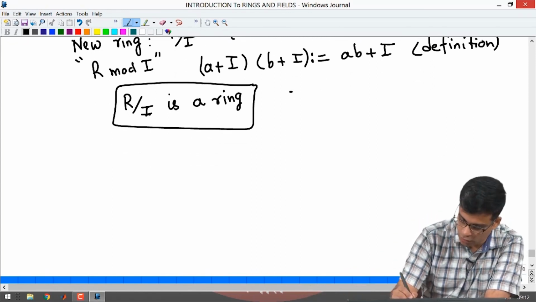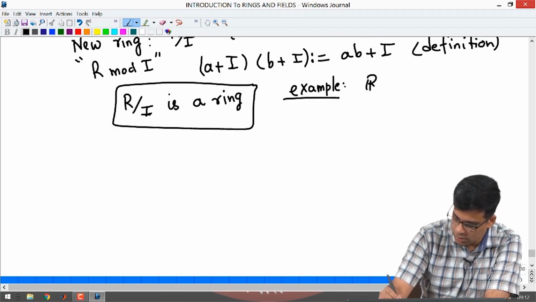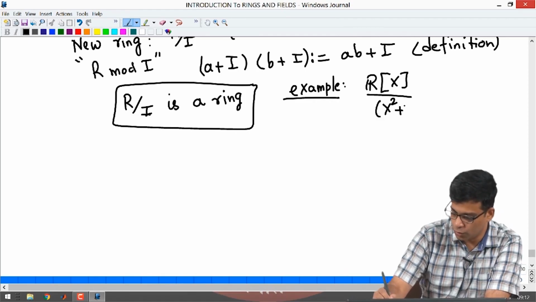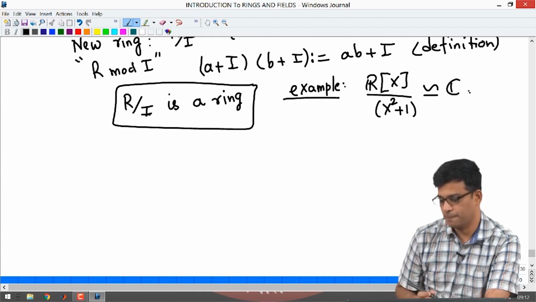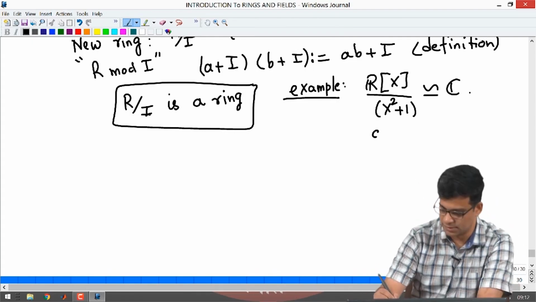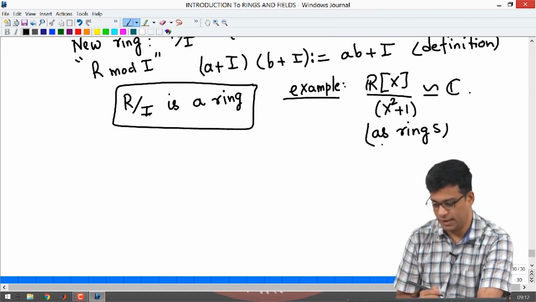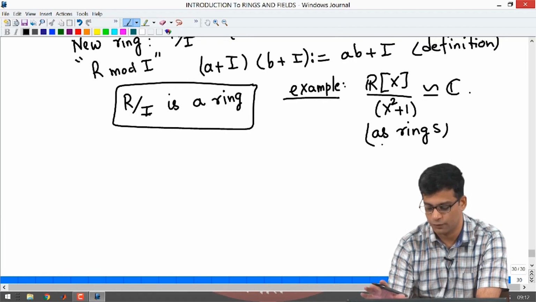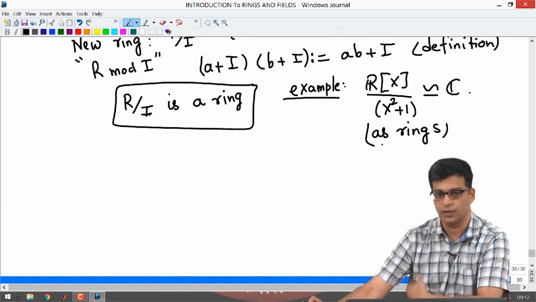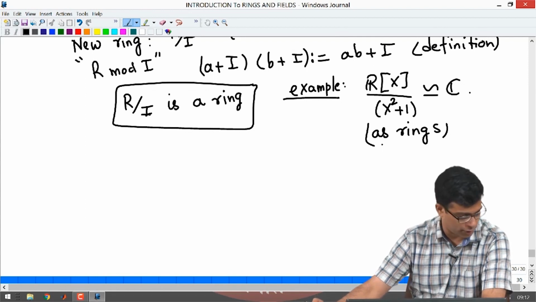I may have gone fast doing this, but the point was, if you take the polynomial ring over the real numbers and go modulo the ideal generated by x squared plus 1, what you get is the complex numbers as rings. So, this is an isomorphism of rings. I will come back to this, it is an important isomorphism to understand in ring theory. We will see this in many situations, so we will come back to this later.